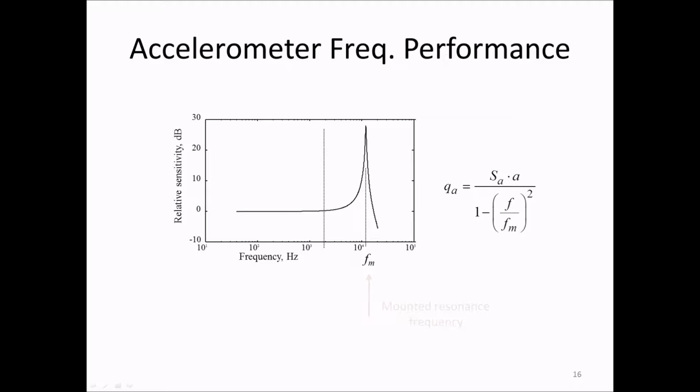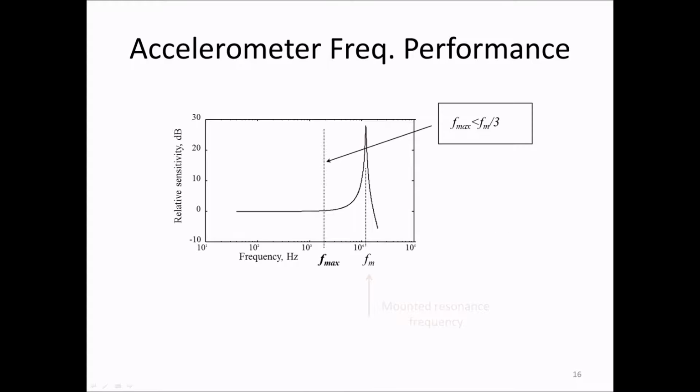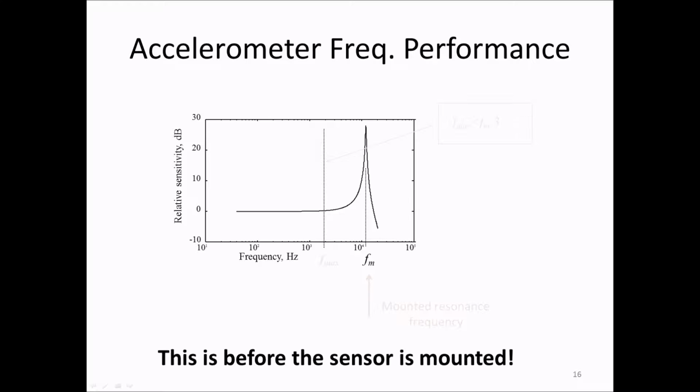Thus, for a 10% accuracy, the sensor can be used up to approximately a third of the mounted resonance frequency. Sometimes a fourth of the frequency F sub m is used instead, giving 5% accuracy. You should note, however, that these frequencies are theoretical. Once the sensor is mounted in a non-stiff point, it will have a different behavior.